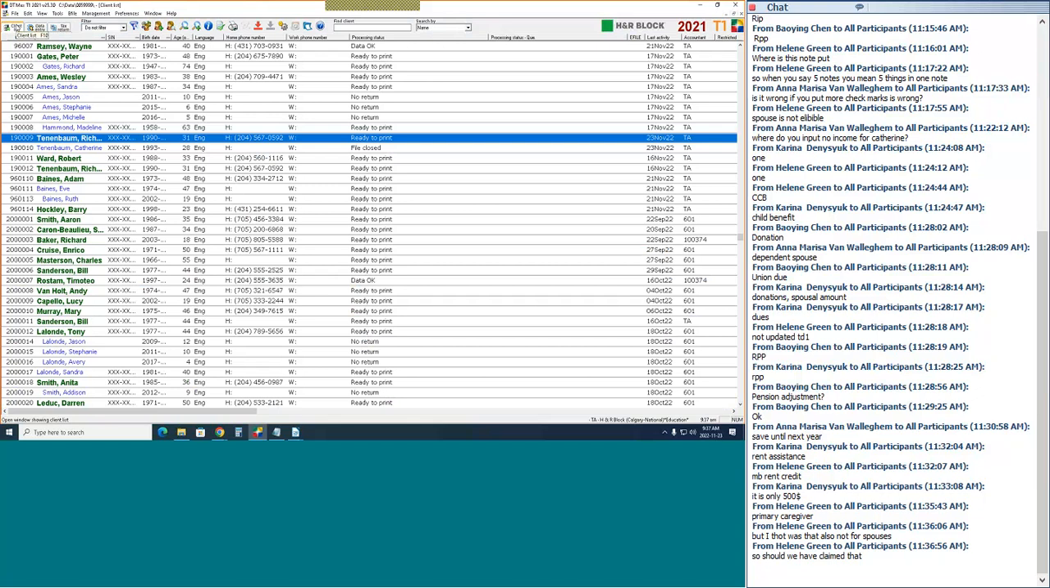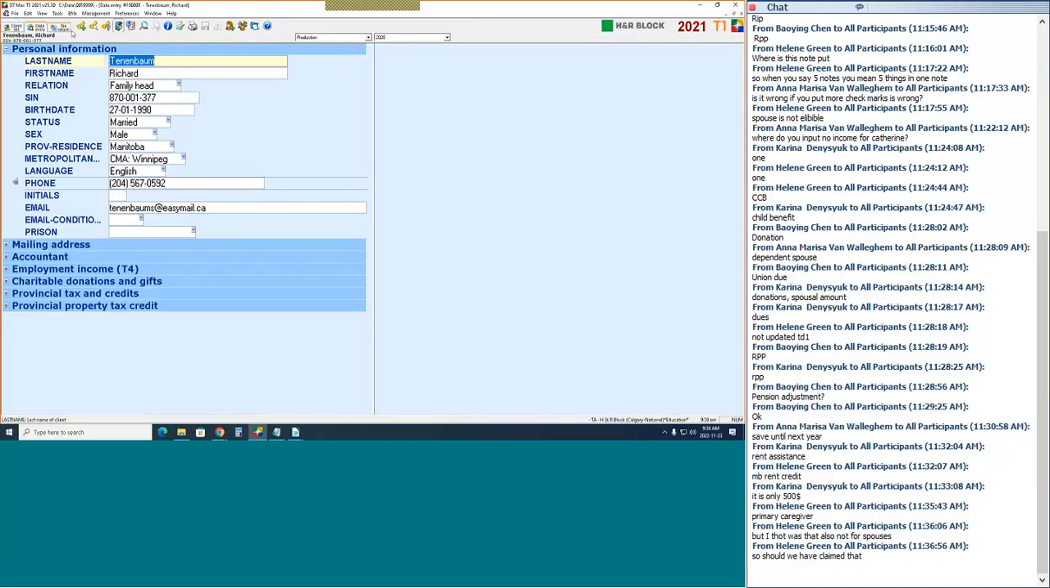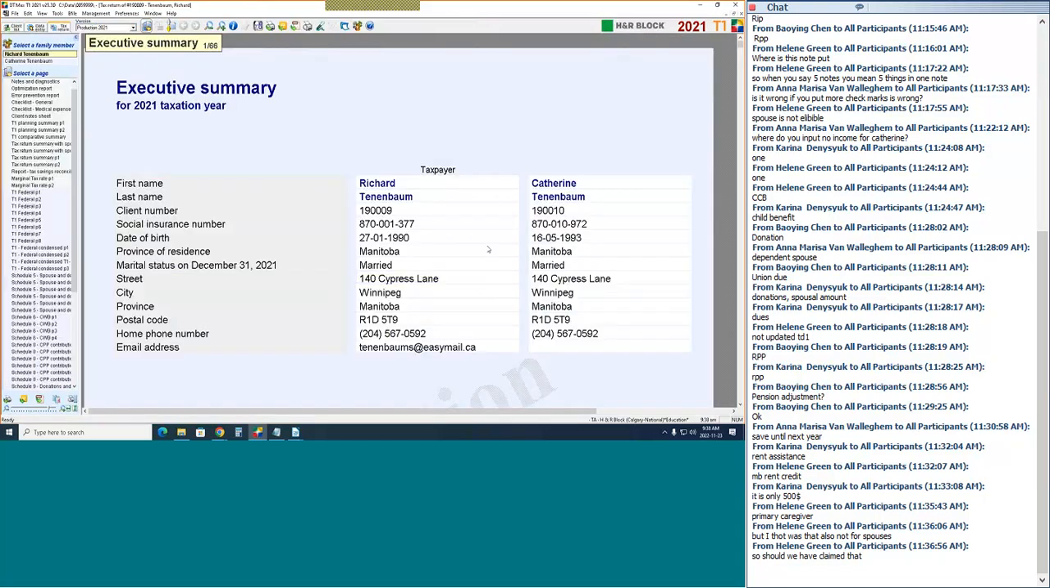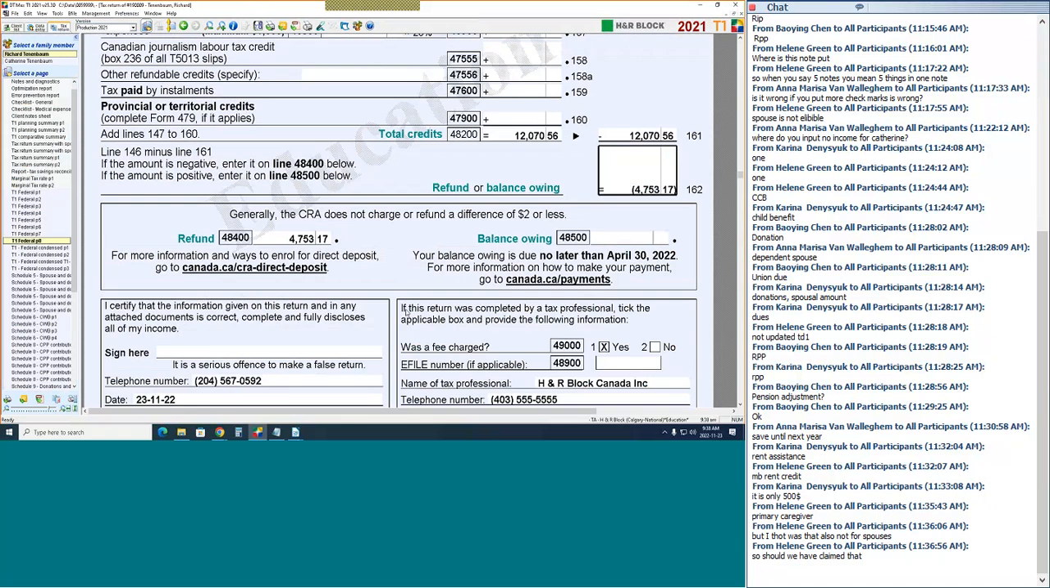You're not going to be tested on any provincial credits related to tax returns for your TPS exam, but I would like you to get comfortable with them because you do better returns if you have them. So just to give you an example, we have the Tenenbaums. If we do a regular refund for them, $4,753, they're happy.